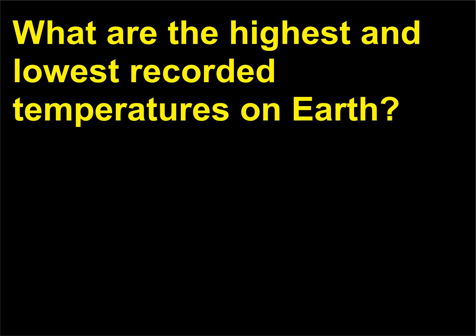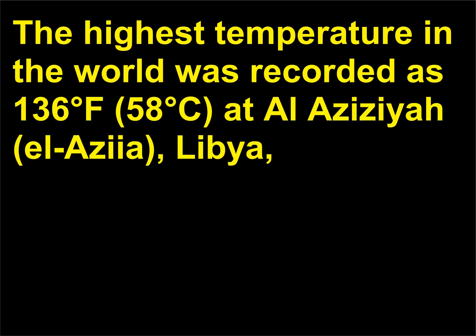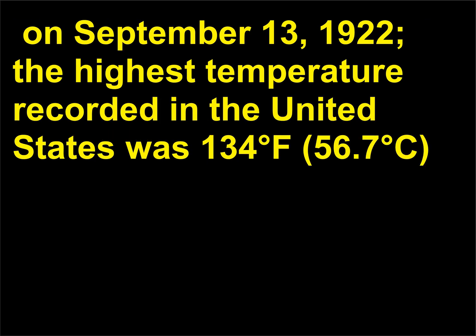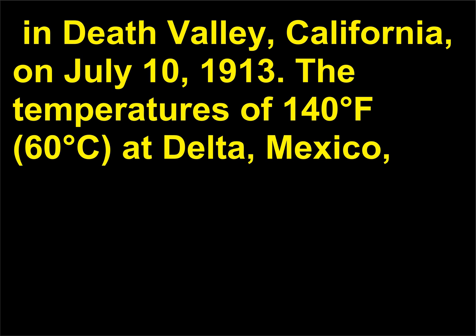What are the highest and lowest recorded temperatures on Earth? The highest temperature in the world was recorded as 136 degrees Fahrenheit, 58 degrees Celsius, at El Azizia, Libya, on September 13, 1922. The highest temperature recorded in the United States was 134 degrees Fahrenheit, 56.7 degrees Celsius, in Death Valley, California, on July 10, 1913.